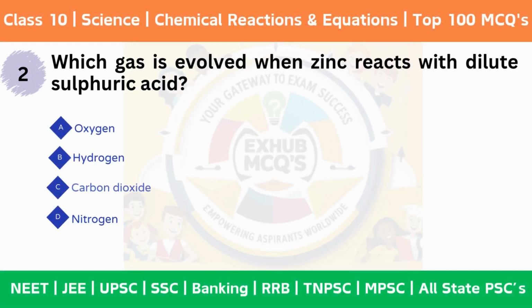2. Which gas is evolved when zinc reacts with dilute sulfuric acid? Option A, oxygen. Option B, hydrogen. Option C, carbon dioxide. Option D, nitrogen.